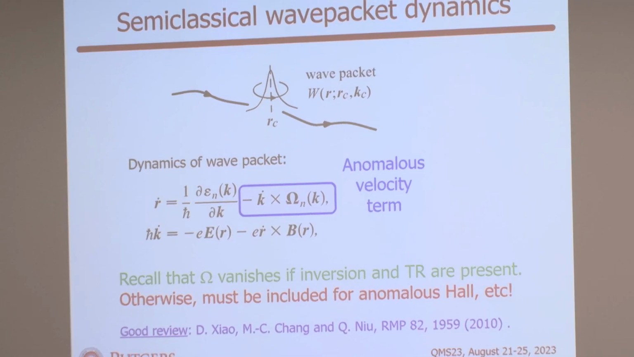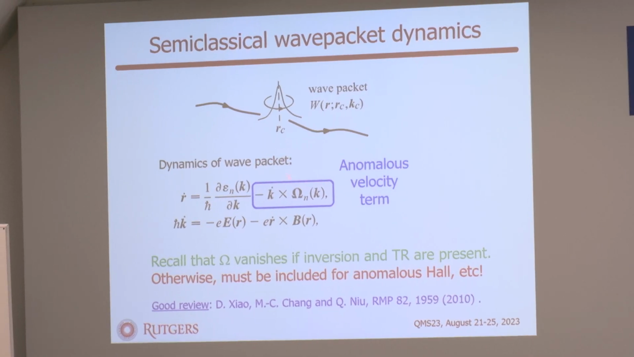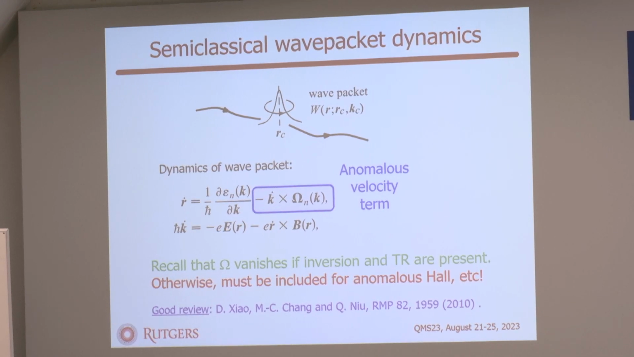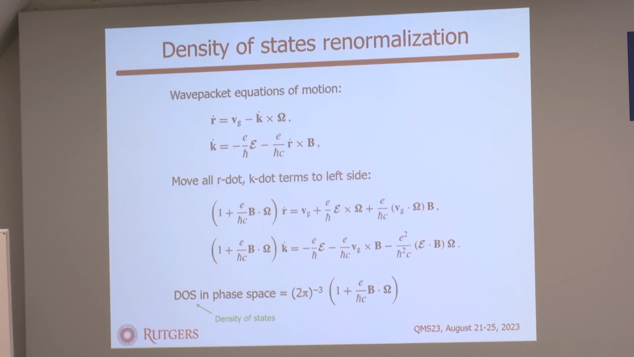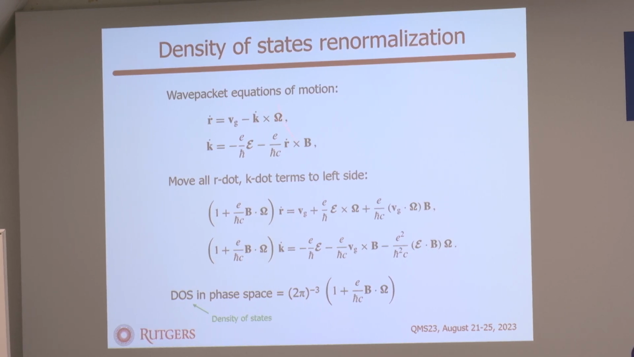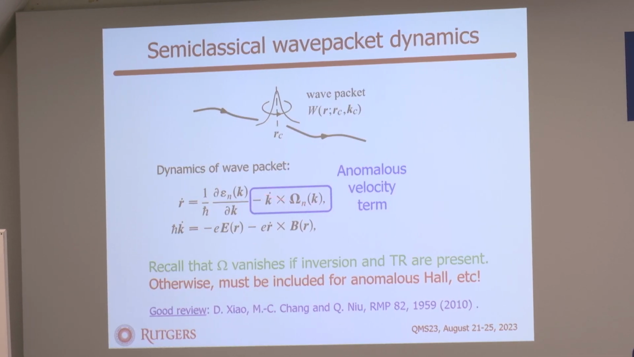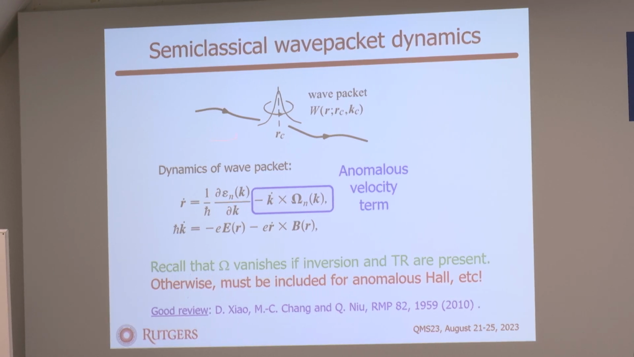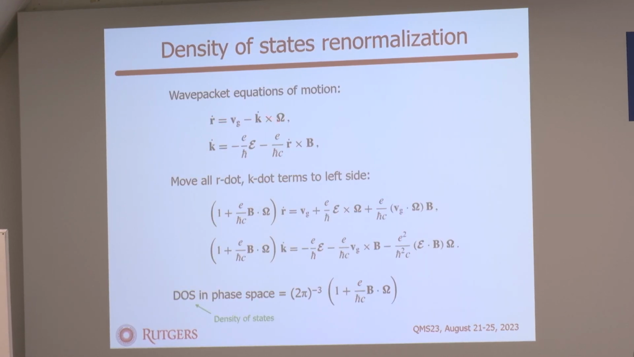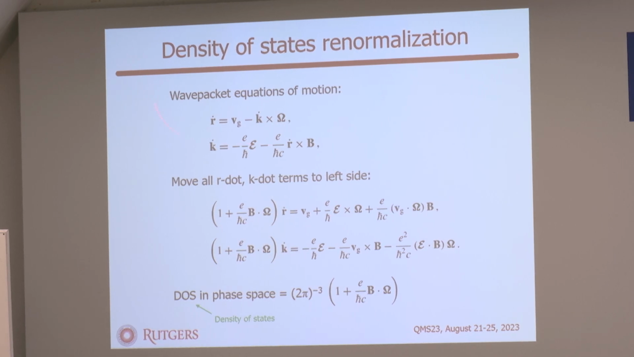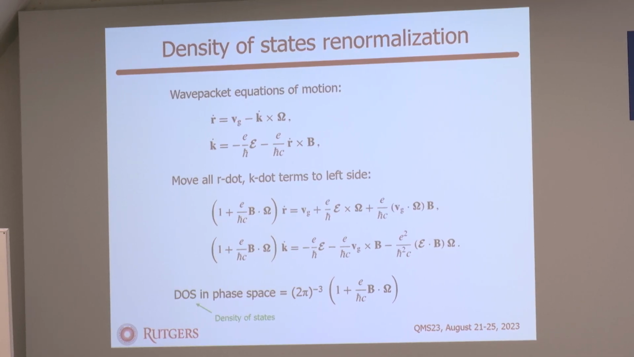Okay, and so if I... oh yeah, okay. I'm sorry. I thought I was missing out the anomalous velocity term, but I wrote this as the group velocity on the next slide. So here's the group velocity. There's the anomalous velocity. So these are the equations that include the anomalous velocity term.